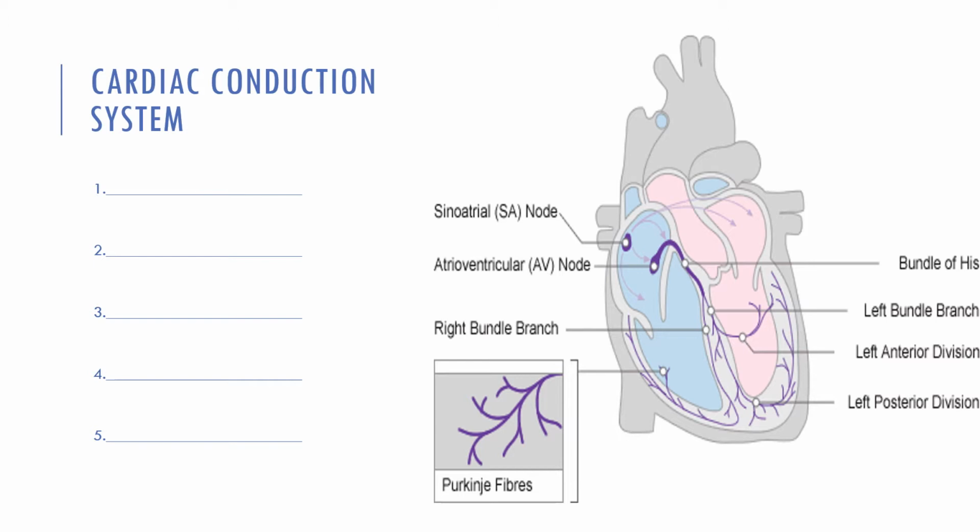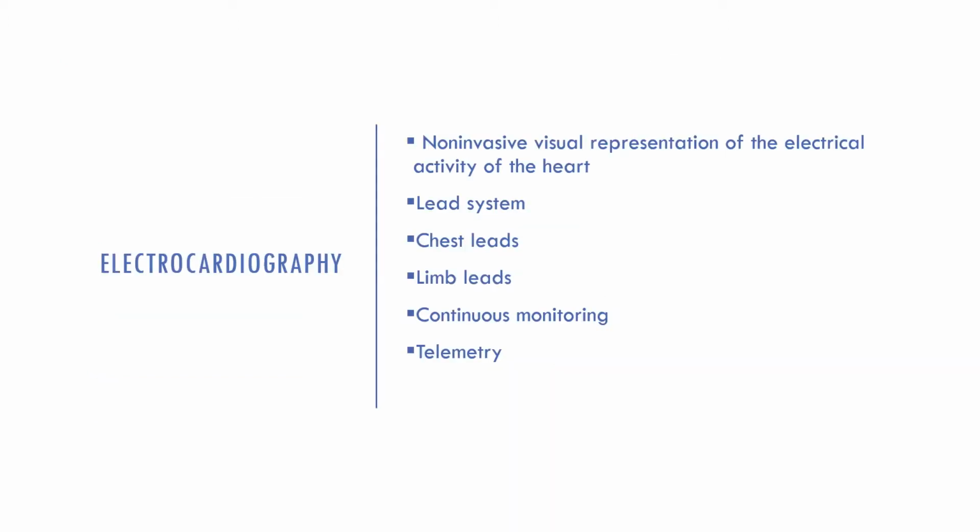You have your bundle branch, which branches off to the right and the left. Then you have your Purkinje fibers. So knowing how this works is going to help you understand your EKG and what is actually happening. So remember what an EKG is. Remember, this is a non-invasive visual presentation of the electrical activity of the heart.